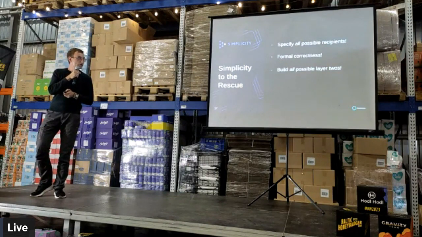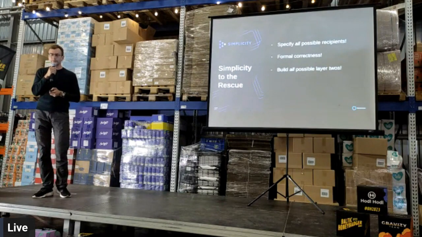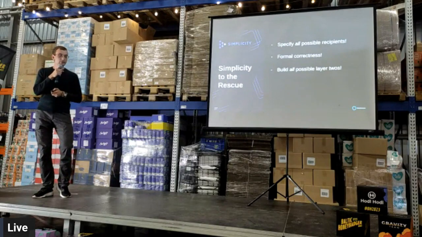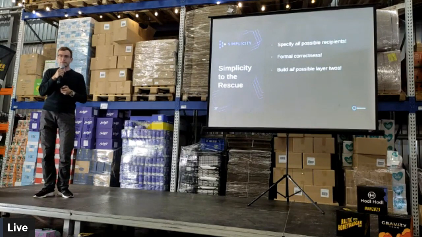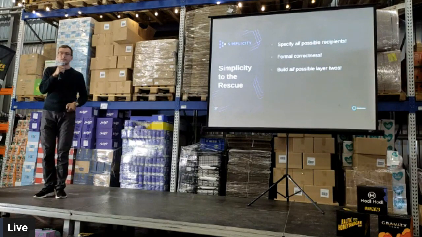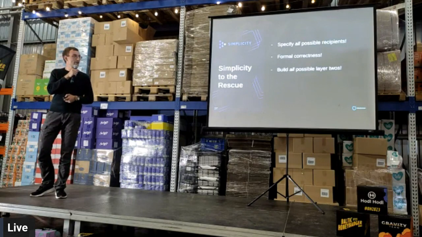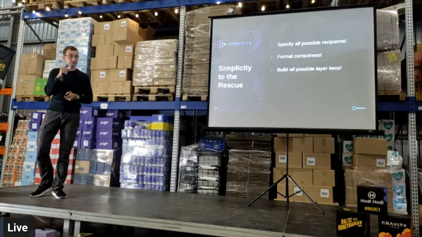We want to build all possible layer 2s, so we can actually show that all imaginable layer 2s are supported by the Simplicity language. If there are certain ways that we do not want to use Simplicity, we can limit that, but in principle, everything is supported, or it's possible to support whatever we want to support.